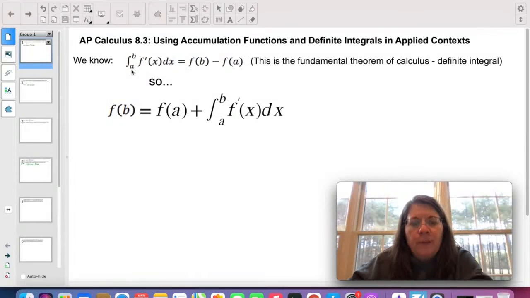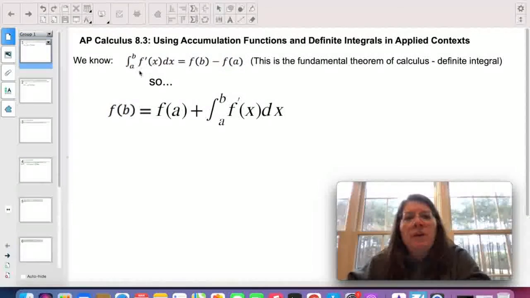The integral from a to b of f prime of x dx. When we take that integral, wouldn't we have f of x after we've integrated? And then once we find that function, wouldn't we plug b into the f function and then subtract what we get when we plug a into the f function? So basically, this is the definition of a definite integral. That's the fundamental theorem of calculus.